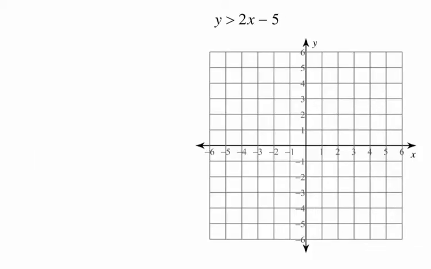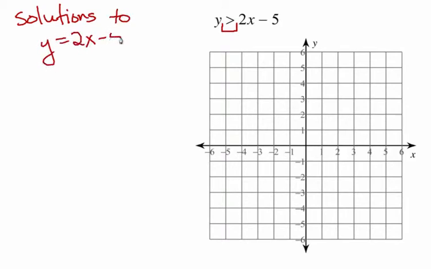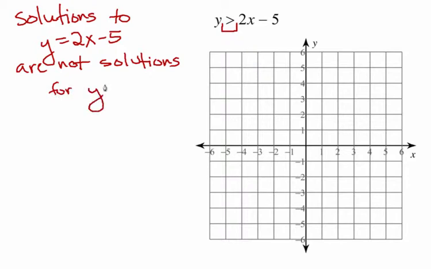Here we have y is greater than 2x minus 5. Because this is a greater than and not greater than or equal to, the solutions to y equals 2x minus 5 are not included in the solutions of y is greater than 2x minus 5. So solutions to y equals 2x minus 5 are not solutions for y is greater than 2x minus 5.